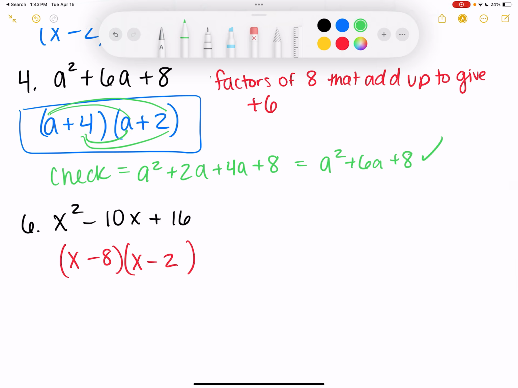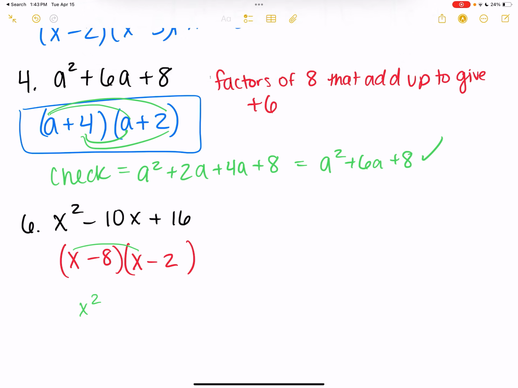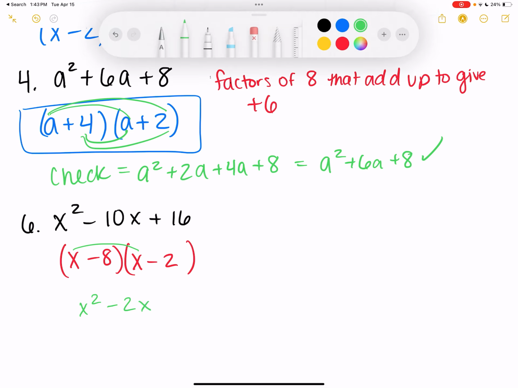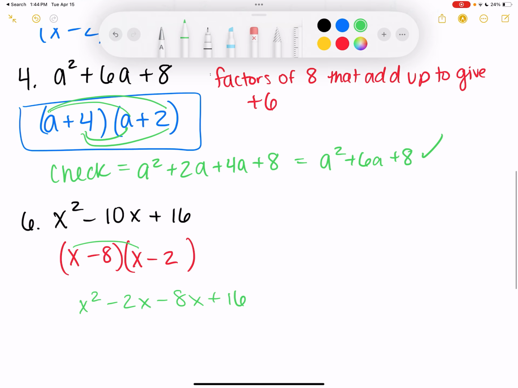So I check it. So I would get x squared minus 2x minus 8x, and then negative 8 times negative 2 plus 16. So that ends up giving me x squared minus 10x plus 16.